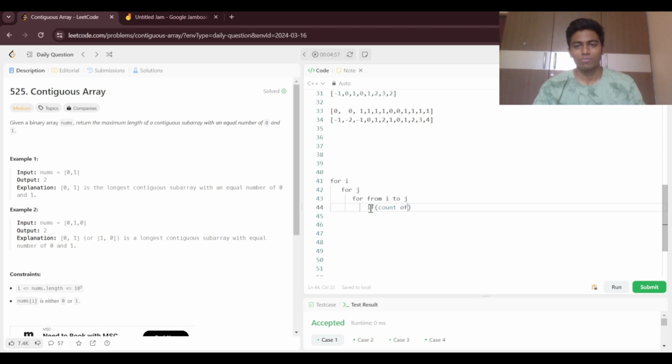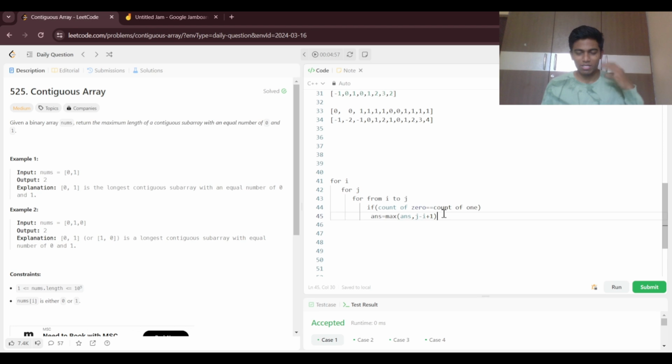If count of 0 double equals count of 1, then we can say that this is a valid subarray, and we are going to say answer is the maximum of answer and j minus i plus 1. So this will be our brute force approach.